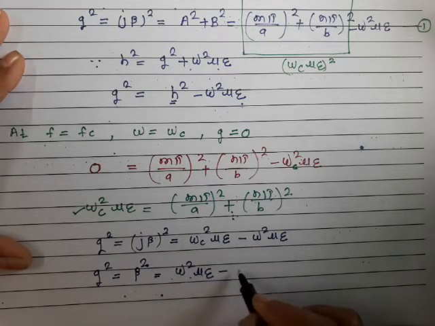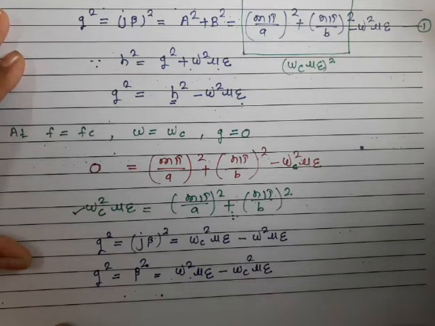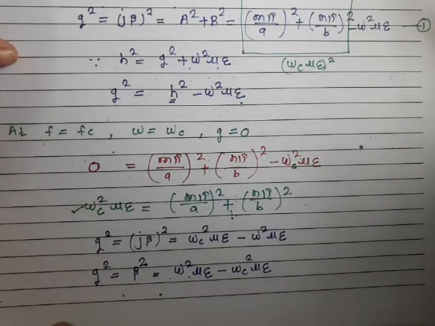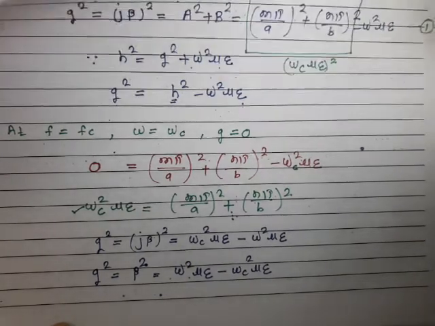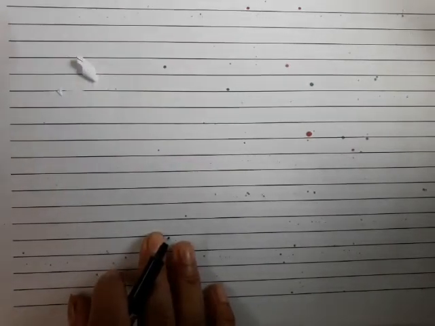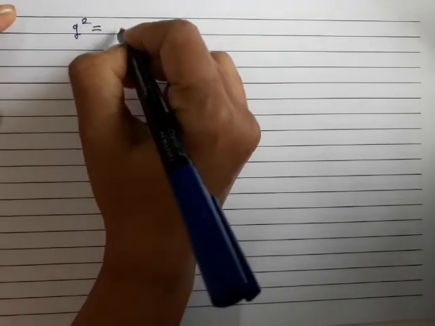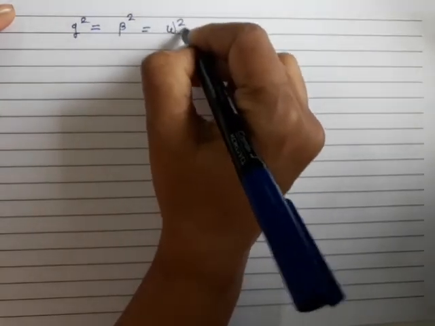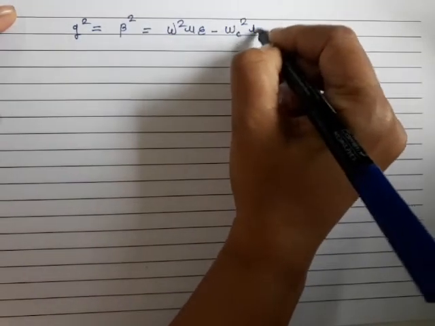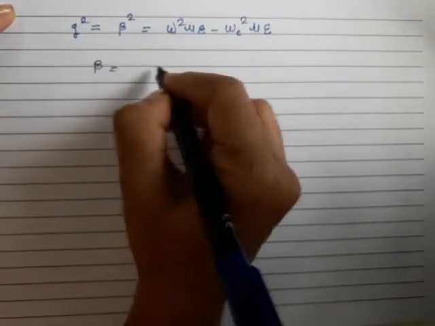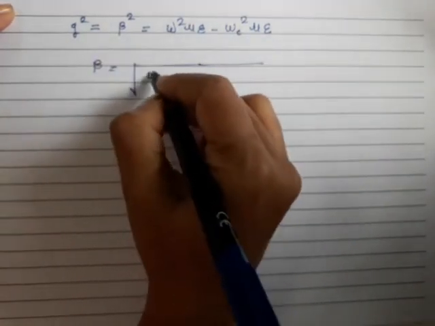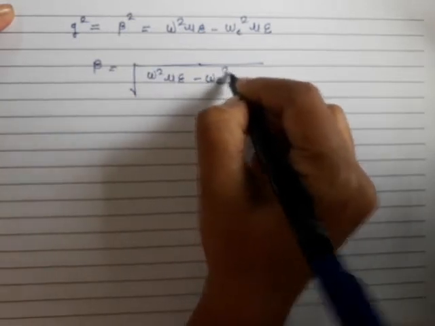I have changed the order, omega c square mu epsilon. Okay, so this is nothing but what we got after solving the previous equation. Whenever we have solved, we'll further solve this equation. So when you further solve the equation, I'll get gamma square is equal to beta square is equal to omega square mu epsilon minus omega c square mu epsilon.